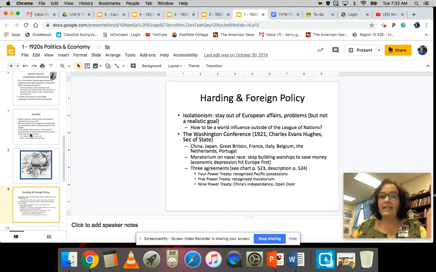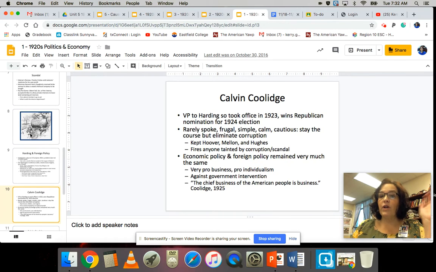The United States is not particularly interested in what's going on. We're tired of global involvement. Harding will have a heart attack while he's in office and die, and his vice president, Calvin Coolidge, will take over. Coolidge is going to be even more big business than Harding, less corrupt, though. So you'll have less corruption.